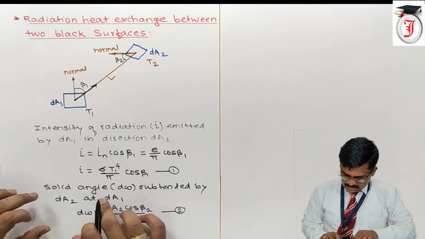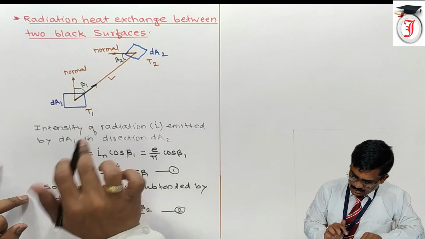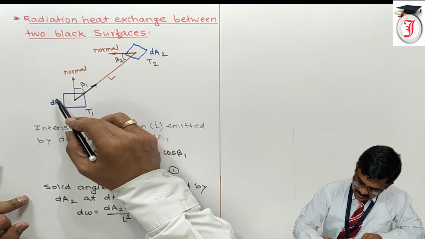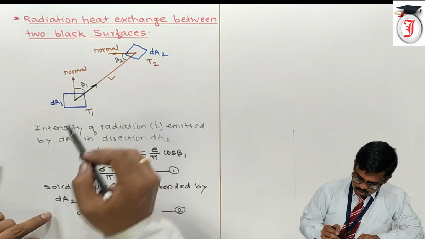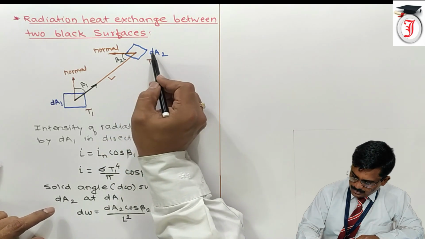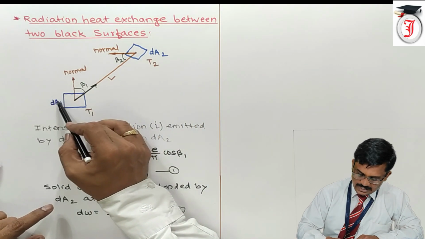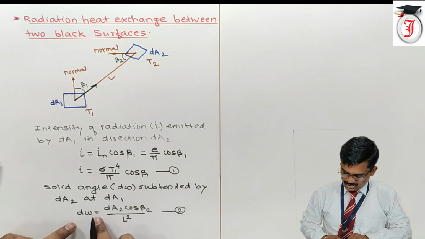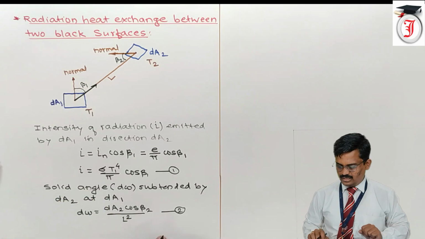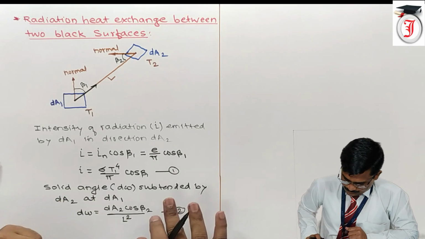So we calculated the intensity of radiation emitted by dA1 in the direction of dA2, as well as the solid angle subtended by surface dA2 with respect to dA1. Equation number 1 is the intensity of radiation, and d omega is the solid angle, that is equation number 2.